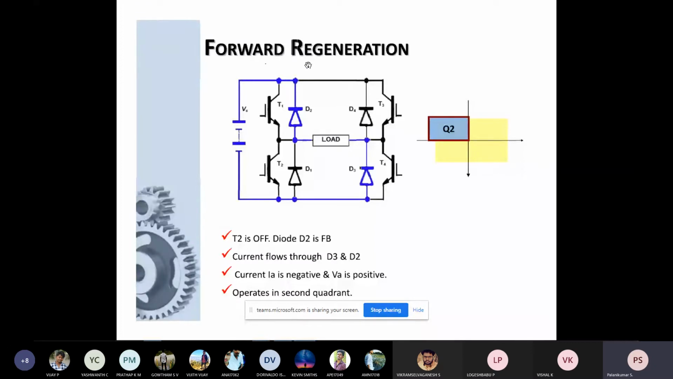This is called forward regeneration, that is, quadrant 2. Voltage is positive, current is negative, in the opposite direction. As a result, power is negative. The minus symbol represents that instead of taking power, it is delivering power to the source.